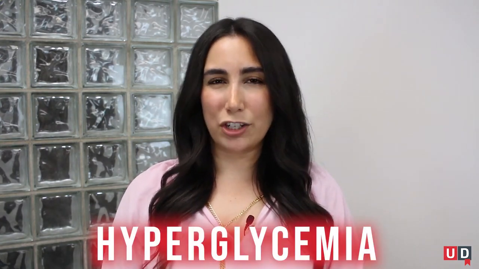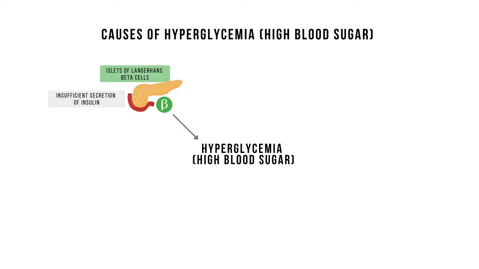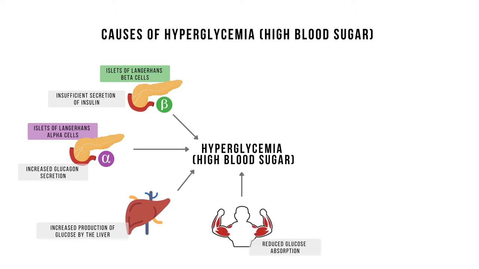In this video course, we will look at the causes of hyperglycemia or high blood sugar, as well as the treatments for diabetes, both oral and injectable, including insulin. Diabetes is defined as an impairment in the production or use of insulin, which causes high blood sugar. Multiple mechanisms may be involved in causing hyperglycemia: a reduction in insulin secretion, an increase in glucagon secretion. Glucagon is a hormone that raises blood sugar levels. An increase in glucose production by the liver. A reduction in glucose absorption by the muscles.